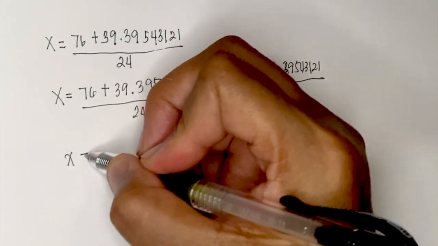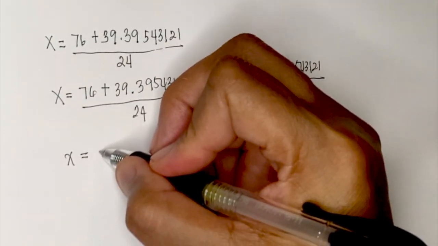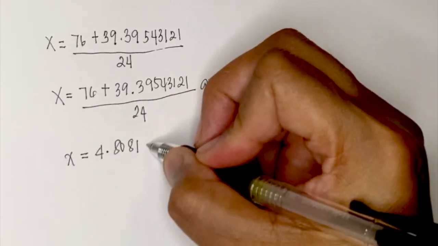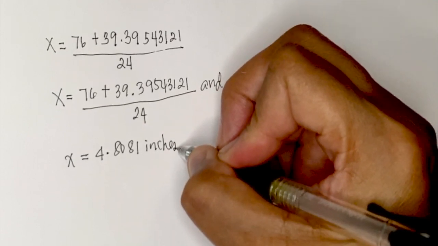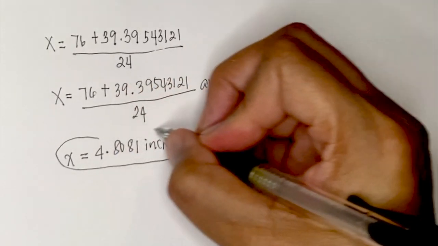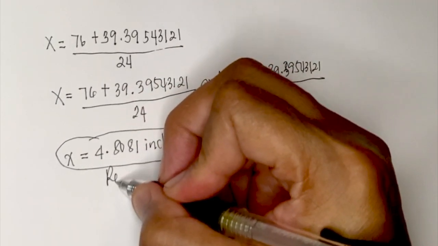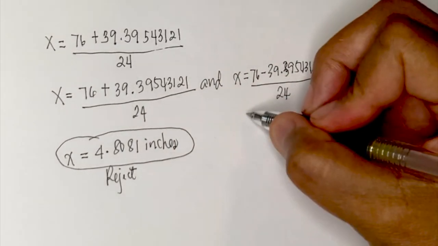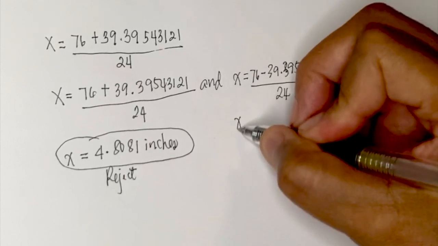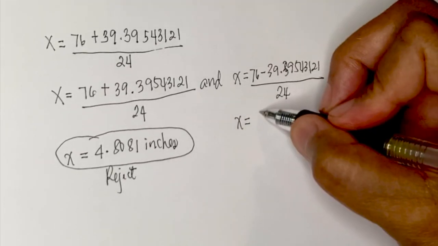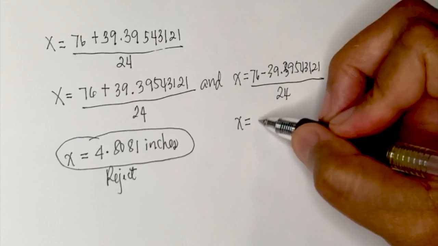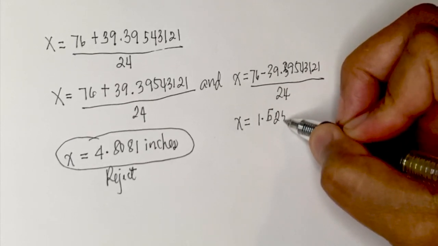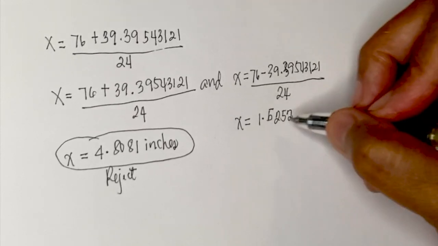For the first value of X, we should get X is approximately 4.81 inches. We're going to reject this value because remember our domain was between 0 and 4. So this is beyond our domain. That would give us a negative range in the X values, or side length of our square.